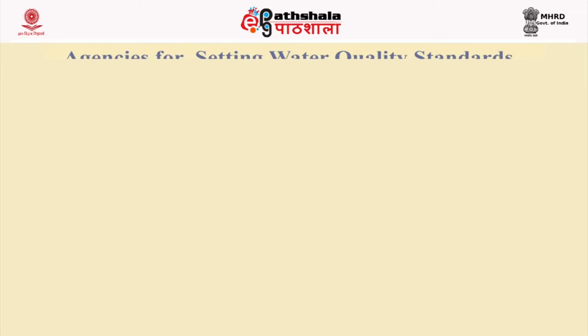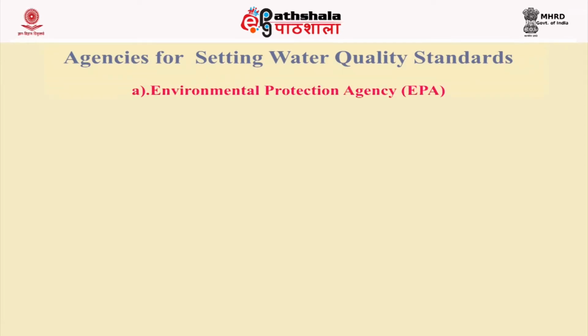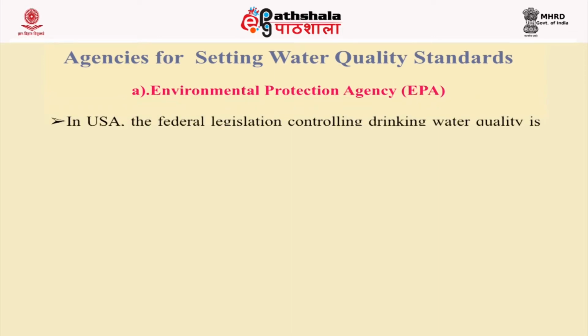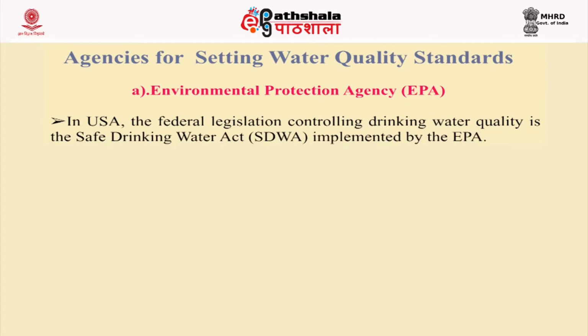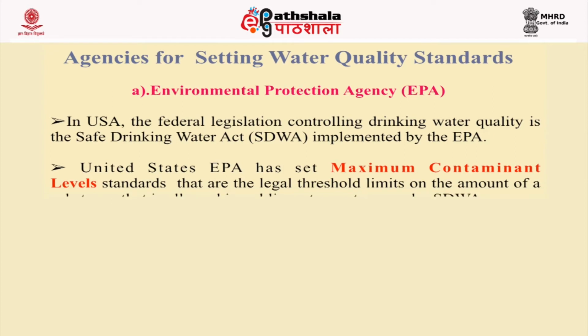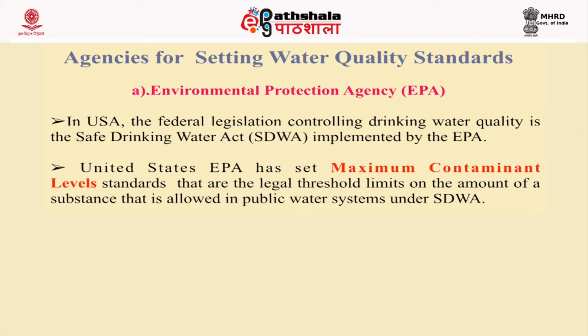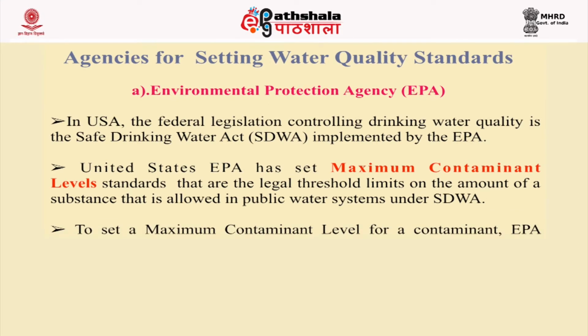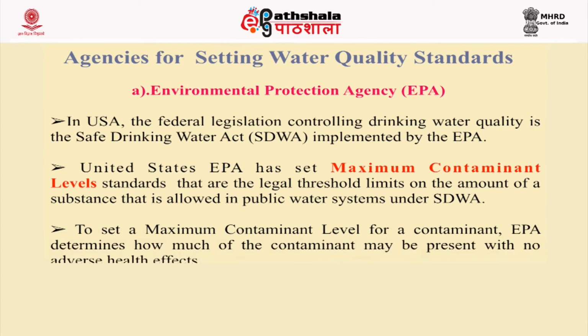Now, the different agencies that work for water quality standards are: number 1, Environmental Protection Agency (EPA). In USA, the federal legislation controlling drinking water quality is the Safe Drinking Water Act, implemented by the EPA. United States EPA has set maximum contaminant levels that are legal threshold limits on the amount of a substance that is allowed in public water systems under SDWA.